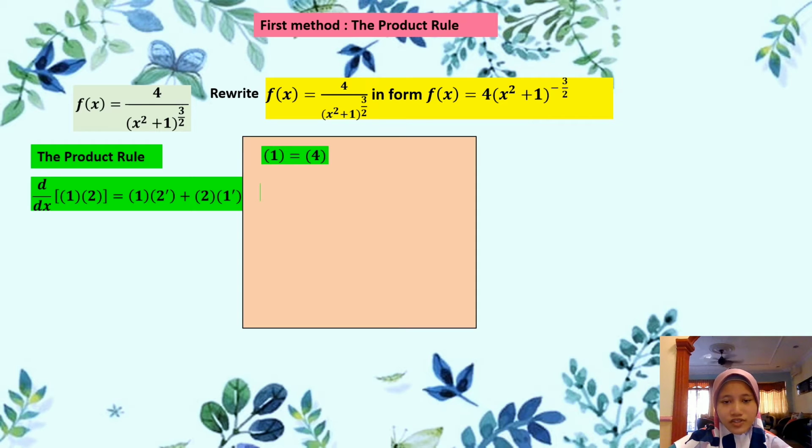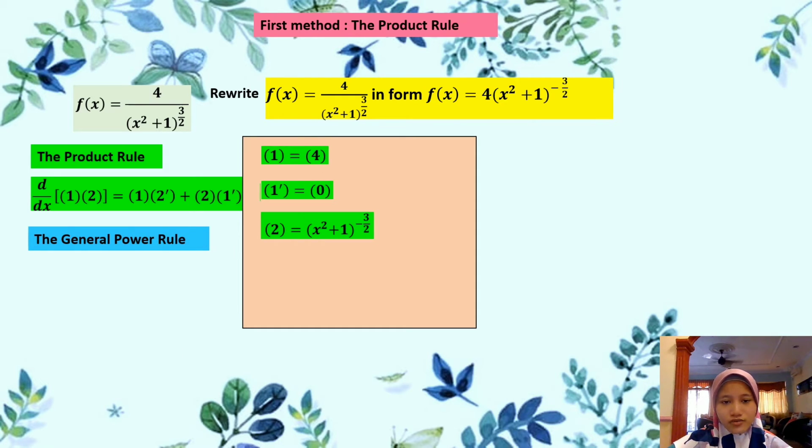Then we determine which is function 1 and function 2. Function 1 is 4 and function 2 is (x squared plus 1) raised to the power negative 3 over 2. Then find 1 prime. Differentiate 1 with respect to x, the derivative of 4 is 0. To find 2 prime, we use the general power rule.